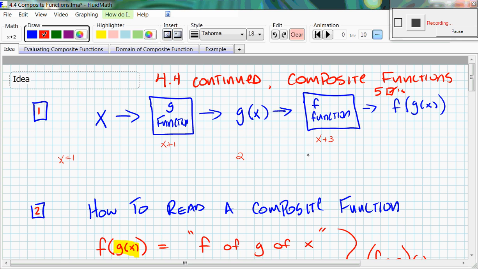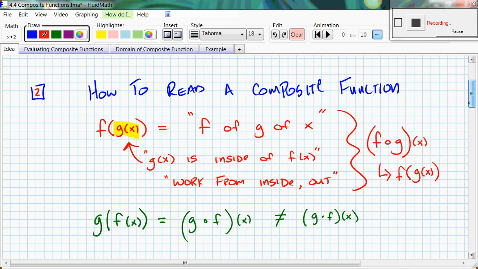Then I would take the 2 and I would plug it into the f function. So 2 plus 3 is 5. So the composite function would be a value of 5. So f of g of x would be 5. So this is the idea. This is what we're doing with this stuff here, okay? So let me show you how to read it, okay?